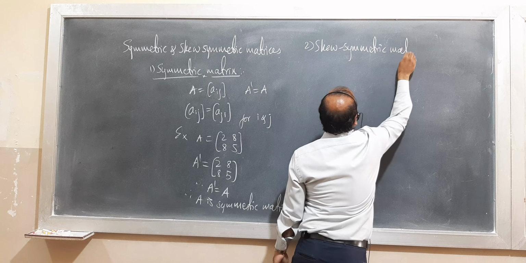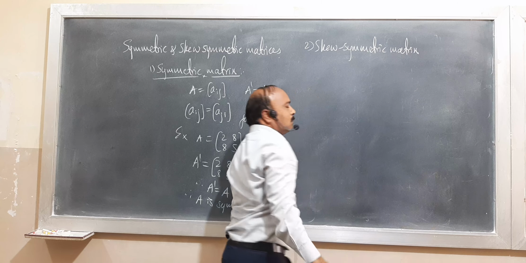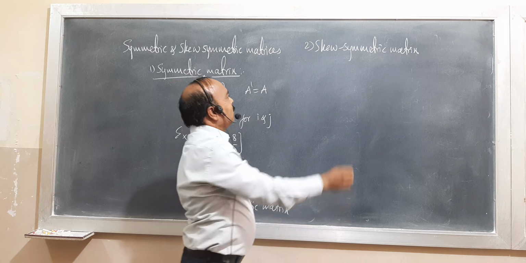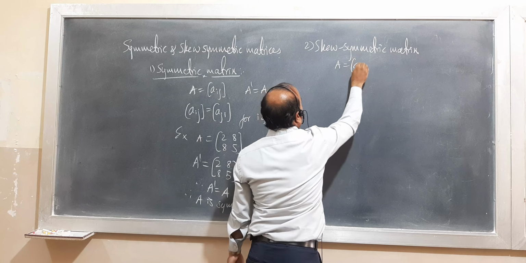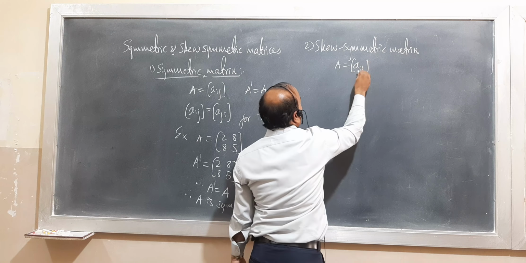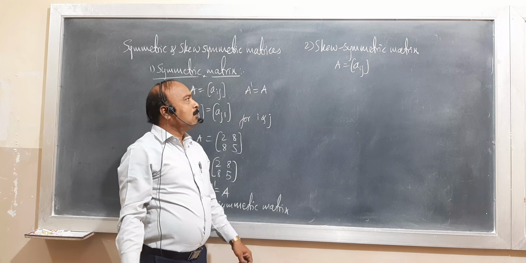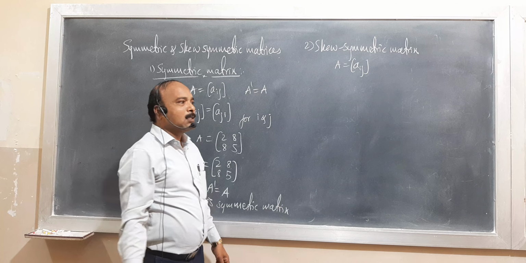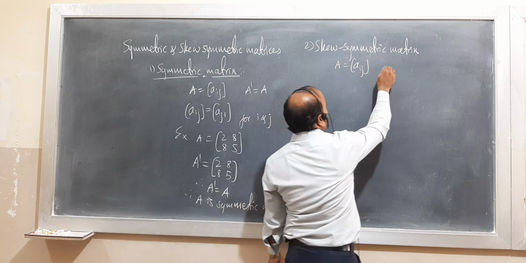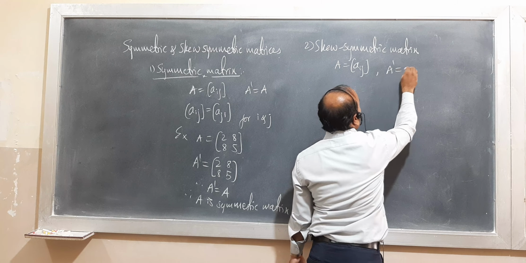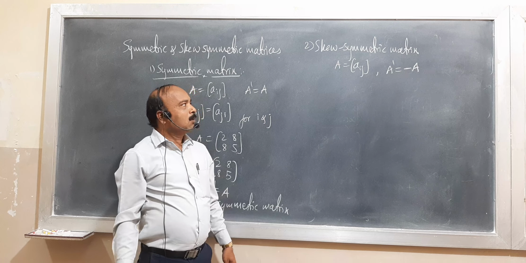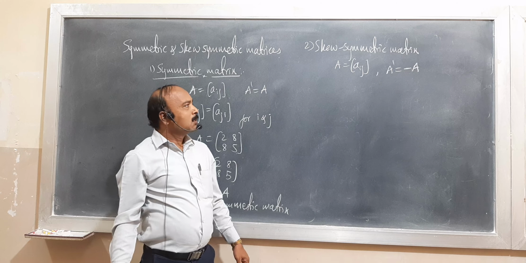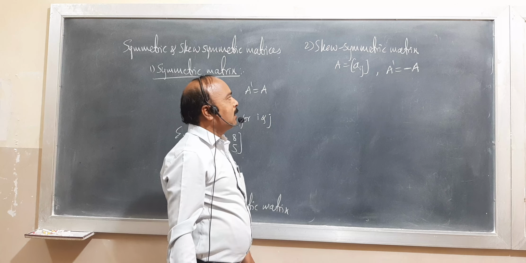Skew symmetric matrix. Now, if A is any given matrix, that is Aij, it is said to be a skew symmetric matrix if and only if A dash equal to minus A. Means the transpose of A should be equal to negative of that matrix, then it is considered as skew symmetric matrix.